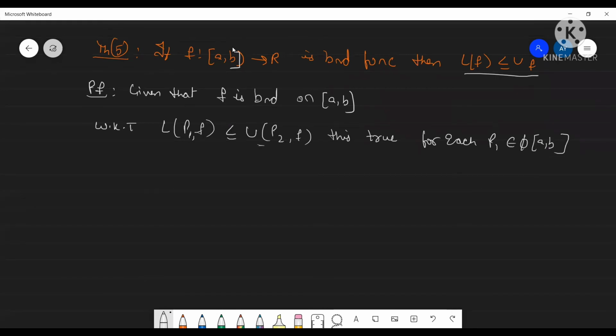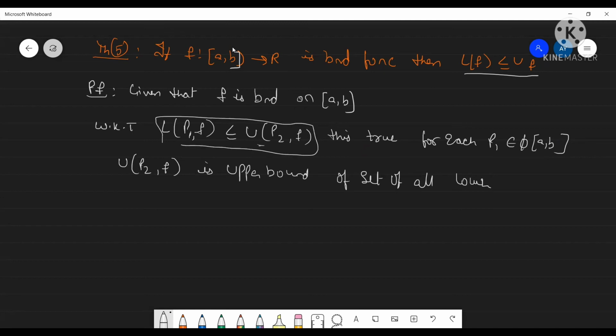Now we are talking about U(P2, f). What is U(P2, f)? This is an upper bound of the set of all lower Riemann sums. From the definition of upper bound, this is an upper bound of the set of all lower Riemann sums. So that is what I'm writing in words. So there is a lower Riemann sum. Now, what is the definition?